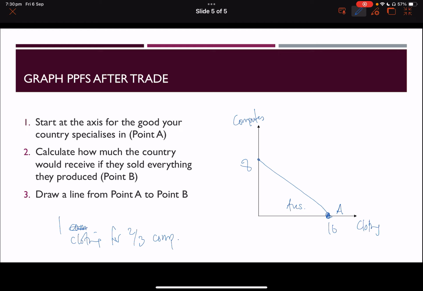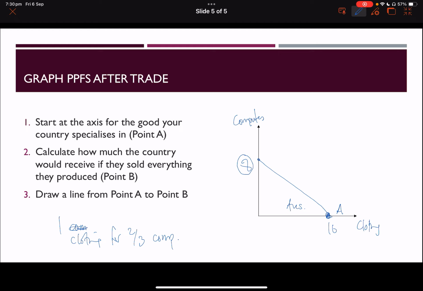For Australia's case, it's computers. You can see over here, it is currently 8, but if Australia decides to import, it can increase from 8. What does it increase to? Depends on the terms of trade. So how do we find out what this limit will be? All you need to assume is Australia sells all of its clothing. So everything it specializes in, it sells all of it based on the terms of trade that they've agreed to. So terms of trade is 2/3. Australia can specialize and produce 16 units of clothing.